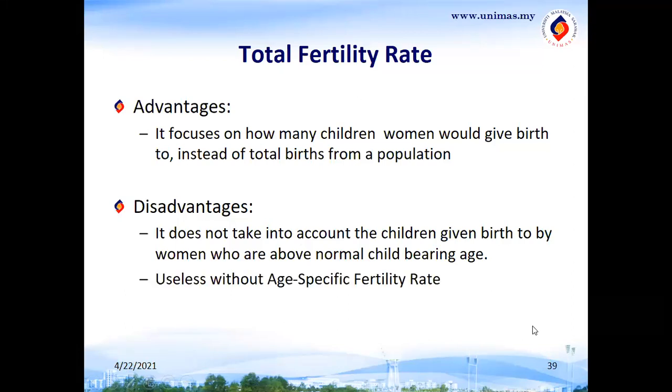And quite useless. Total fertility rate is quite useless without the age-specific fertility rate. And by the way, because the total fertility rate tadi menggunakan maklumat berkenaan dengan age-specific fertility rate. If you don't have this data, that figure, you will not be able to come out with the total fertility rate. And that's why it is useless without the age-specific fertility rate data tadi.